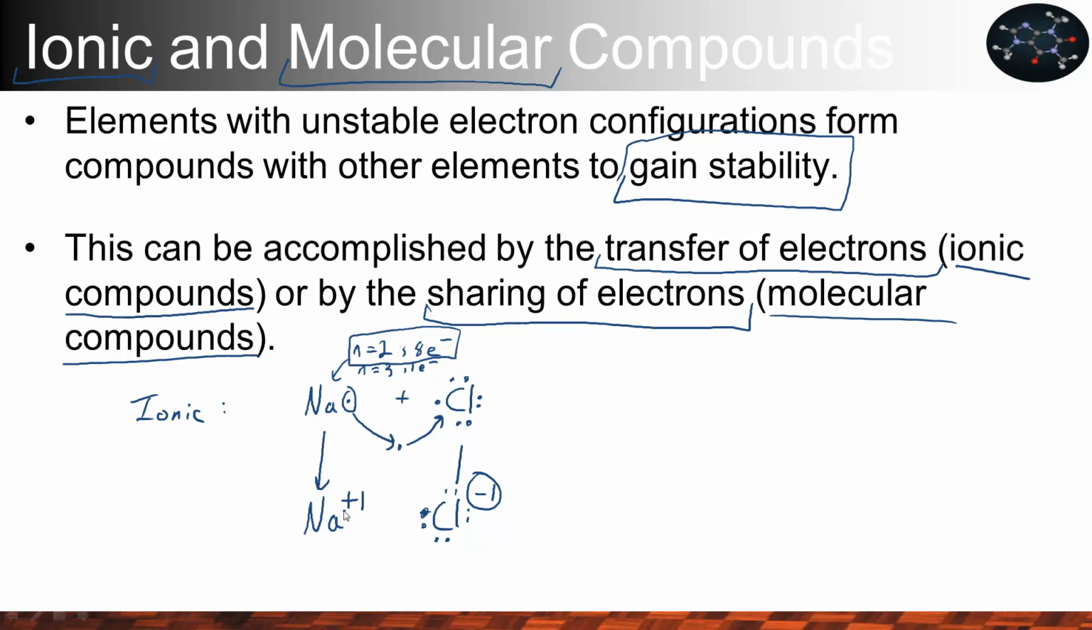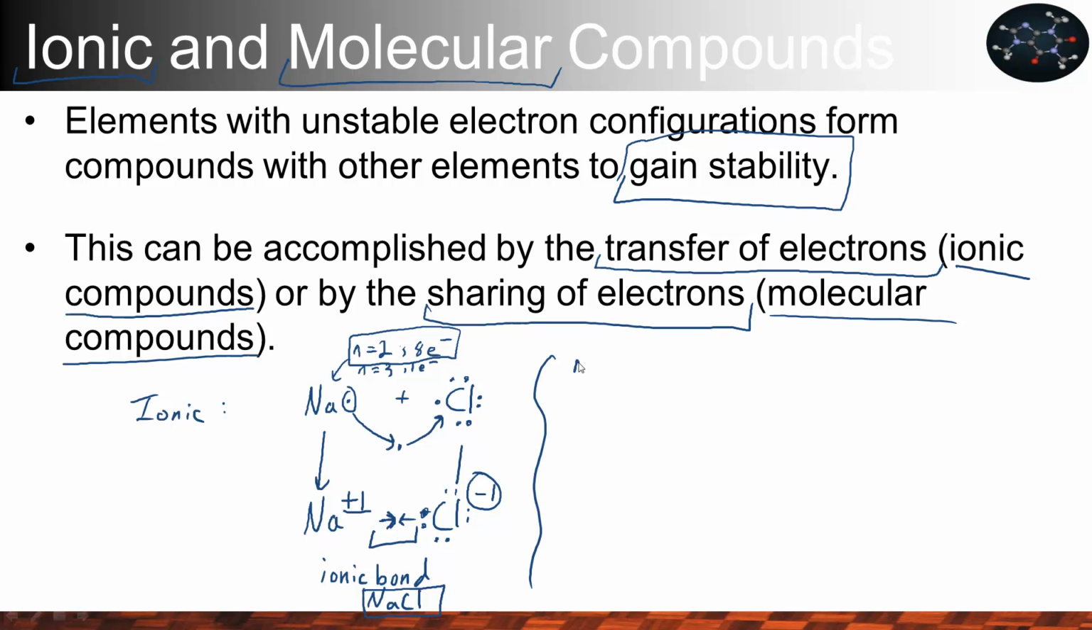Well, if this is positive and the chlorine is negative, they're going to be attracted to each other just by electrostatic attraction. Positive things attract negative things. And that's going to form this attraction. The attraction is referred to as an ionic bond. And the molecule that they form, this ratio of sodiums and chlorides, is considered an ionic compound.